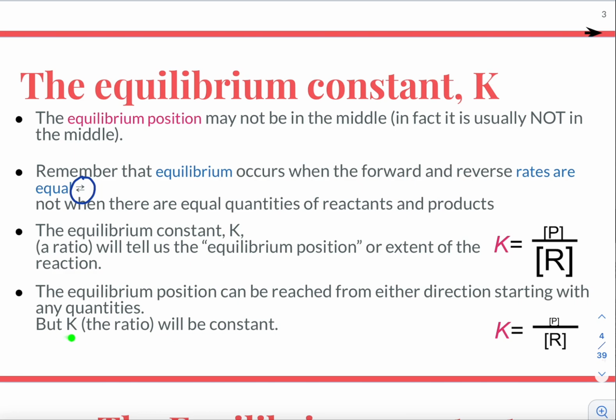So the ratio is going to be constant. They're both K, but if you have a smaller amount of products here, then you're also going to have a smaller amount of reactants here, because our ratio is always going to be the same. You don't need to have a specific concentration. You just need to make sure they have the same ratio. That means it's at equilibrium.